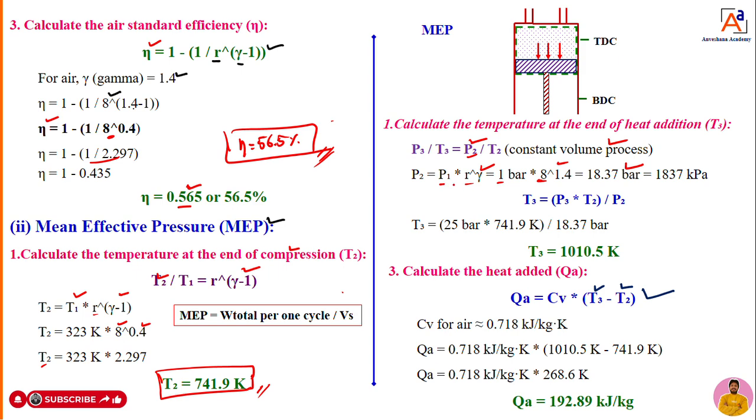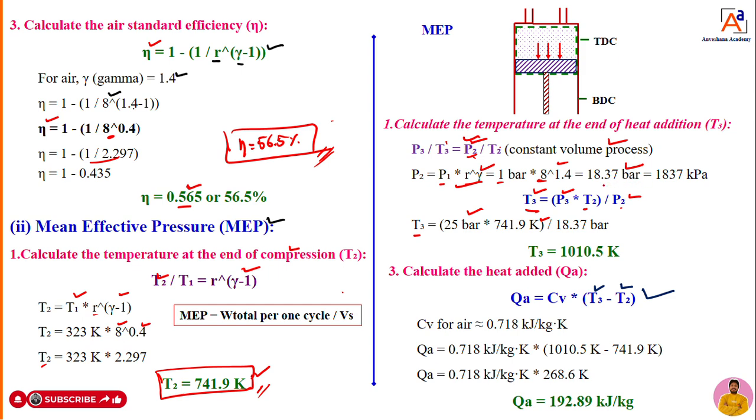Now once you know the value of P2, with the help of this relation I can calculate the value of what? T3, because here P2 was unknown. P2 can be calculated with the help of this relation, that I have done. Now I will modify this equation. T3 is equal to P3 into T2 divided by P2. Therefore I will substitute all the values that I know already. T3 is equal to P3, he has already given, that is 25 bar, into T2, already calculated, that is 741.9 Kelvin, divided by P2.